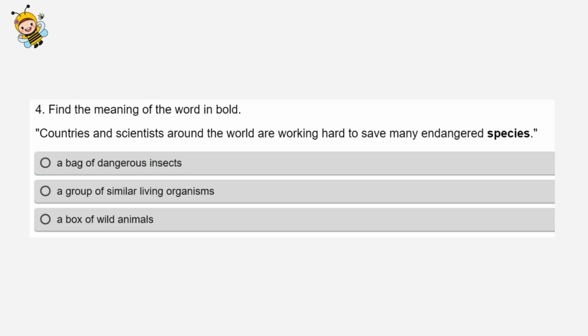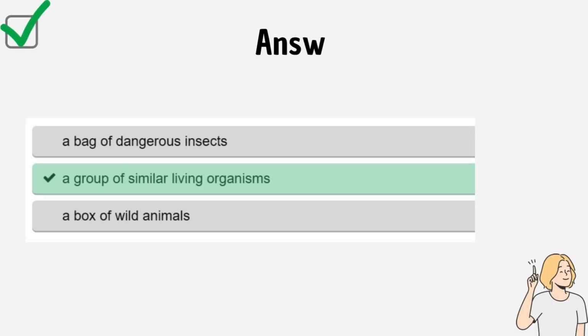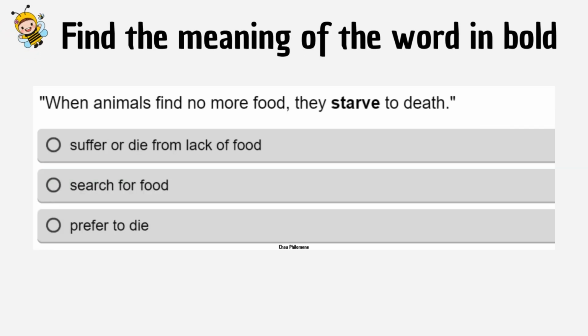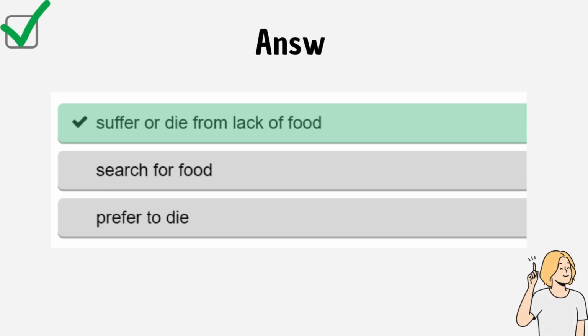Find the meaning of the word in bold. Countries and scientists around the world are working hard to save many endangered species. A bag of dangerous insects. A group of similar living organisms. A box of wild animals. Look at the answer. Find the meaning of the word in bold. When animals find no more food, they starve to death. Suffer or die from lack of food. Search for food. Prefer to die. Look at the answer.